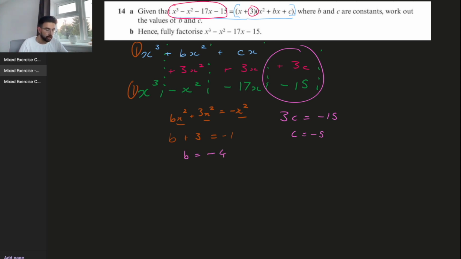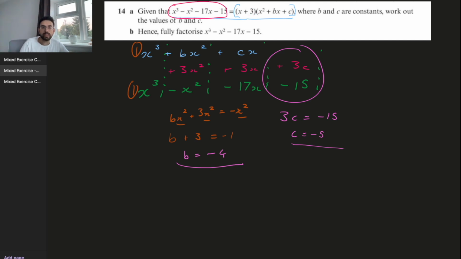Okay, just to go over this technique again, what we've done is we've compared the coefficients of our answer and the respective terms. So we've compared the x cubed coefficients, we've compared the x squared coefficients and also just the constants as well, as we know that 3c is going to have to equal minus 15. Now, here we have our answer. We've got b equal to minus 4 and c equal to minus 5. If you were to sub that into the equation, you would end up with the answer as well.